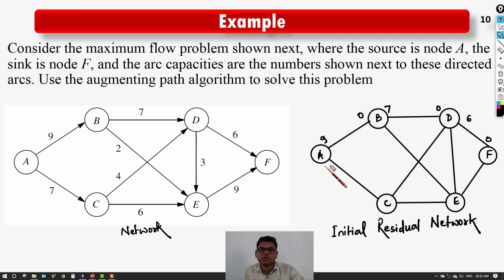So just write it like that. Okay. So 7, 0, 4, 0. Here is 2 and 0. Here is 3 and 0. See, here the direction is changed, so you take care of the direction. Never make mistakes like this. Here you write 3 and here you write 0. So this is the initial residual network. That is step number 1.